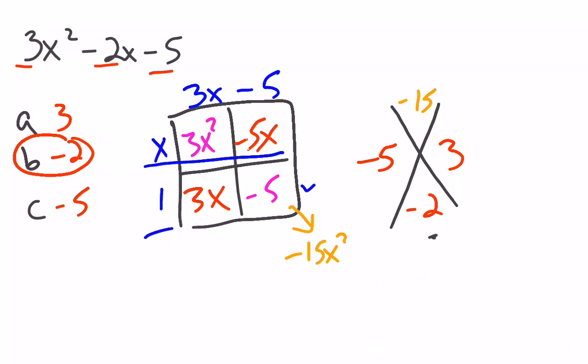Final step is to rewrite as multiplication. X plus 1 times 3x minus 5.